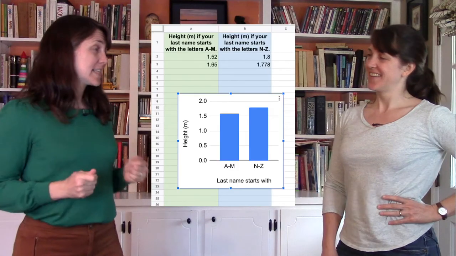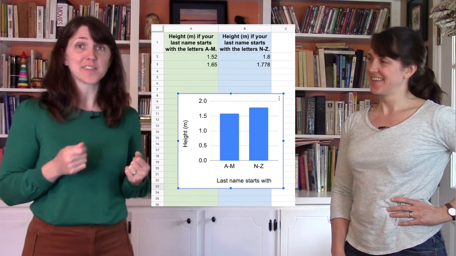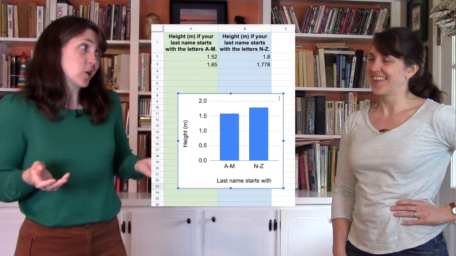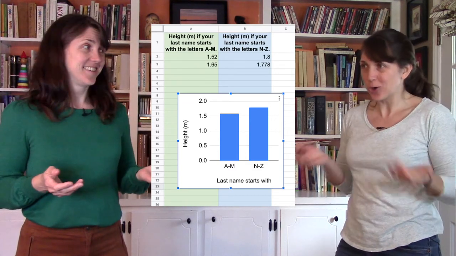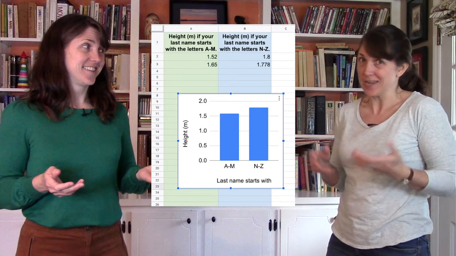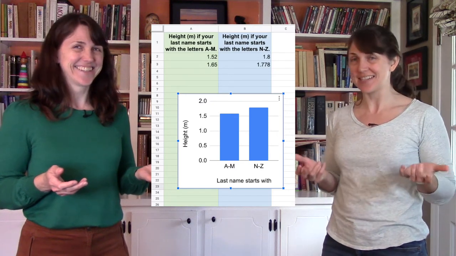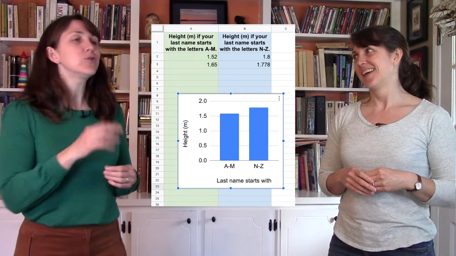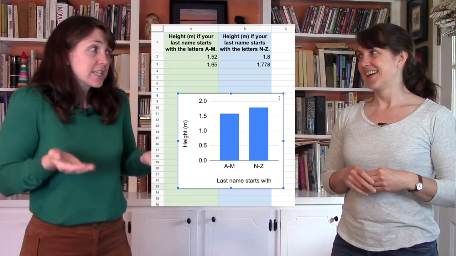And look, according to the data, people whose last name starts with a letter in the second half of the alphabet are on average taller. But that's ridiculous. You only had two people in each category. Like, you just happen to get two tall people in the N to Z category. Well, how do you know that, though? How do you know it's chance? I mean, we know there's a difference in their last name.